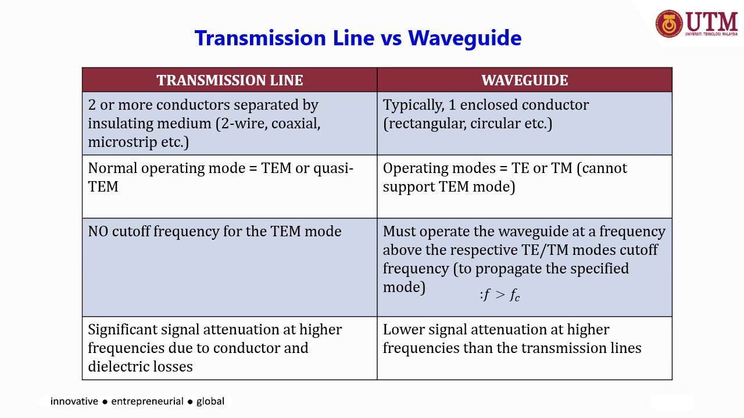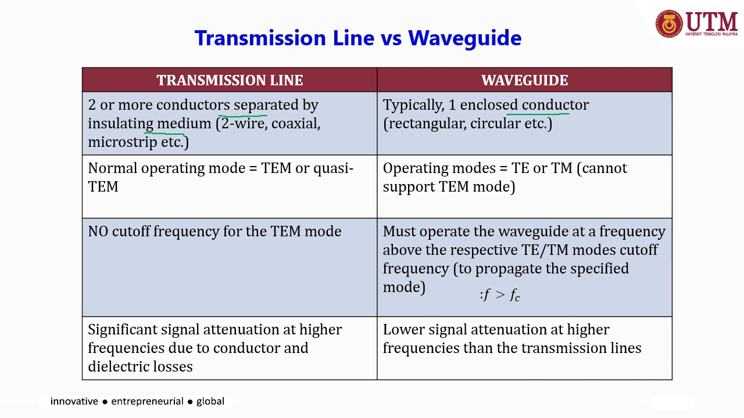Okay, this slide summarizes the main differences between the transmission line and the waveguide structure. Both are waveguides, but one uses the transmission line technique and the other uses the waveguide structure. In terms of structure, the transmission line has two or more conductors separated by an insulating or dielectric medium, for example two parallel wires, coaxial cable, microstrip, etc. While the waveguide structure typically includes one conductor, in rectangular shape, circular, etc.